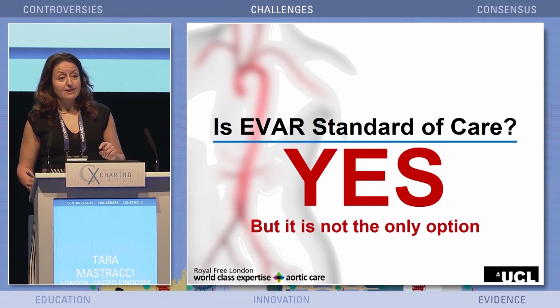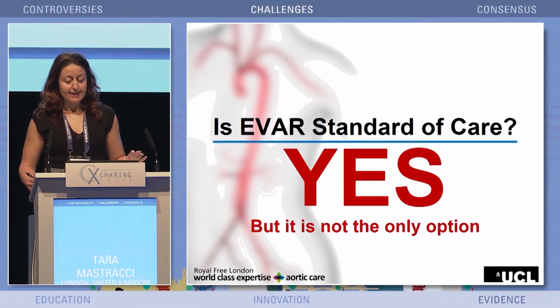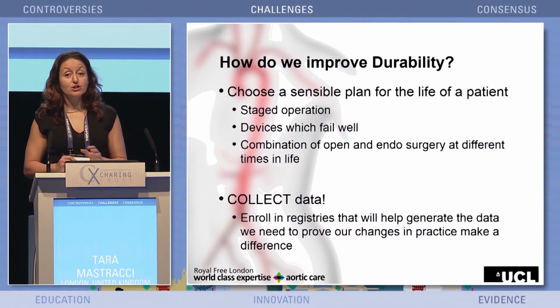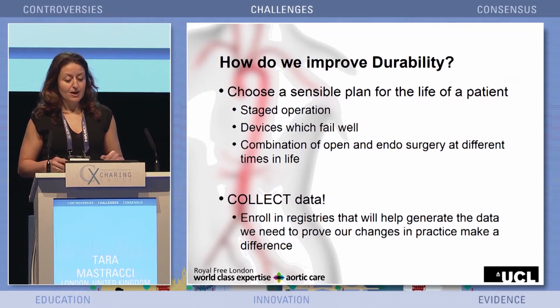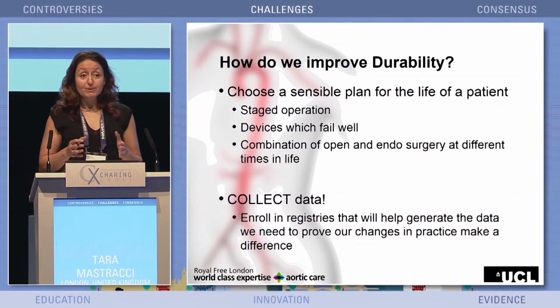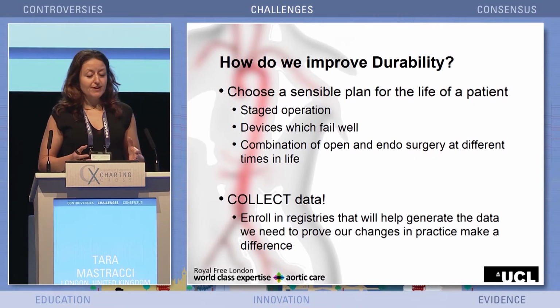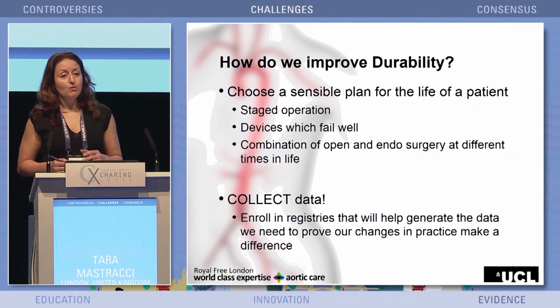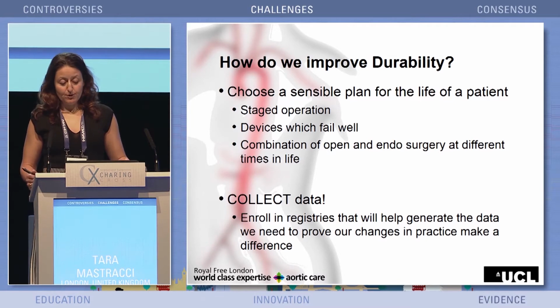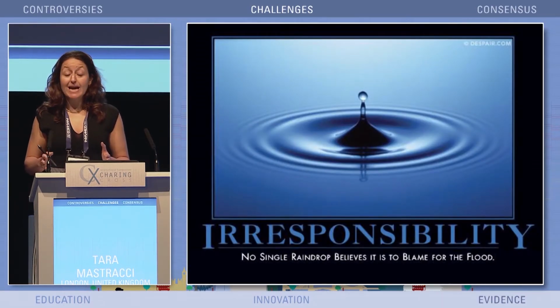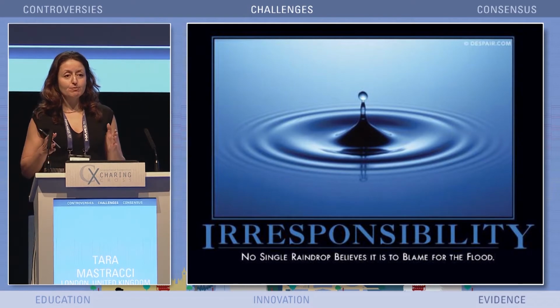So is EVAR the standard of care? Unequivocally, yes. But it is not the only option, and we need to make sure that we pay attention to patients through their entire lifespan. We improve durability by planning a sensible repair, doing a staged operation, making devices that fail well, and combining open and endovascular surgery in a bespoke way. And finally, we need to collect data to make sure that we are auditing our practice regularly and that we are not contributing to the poor durability of endovascular repair over time.